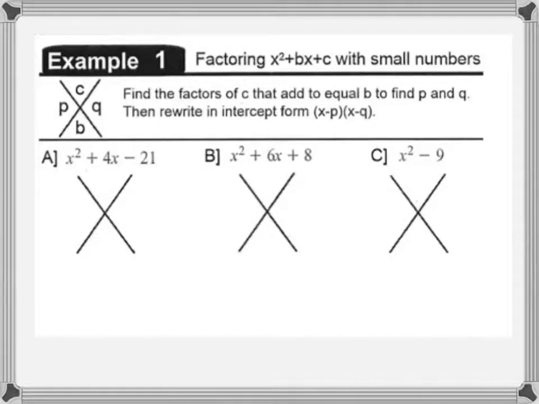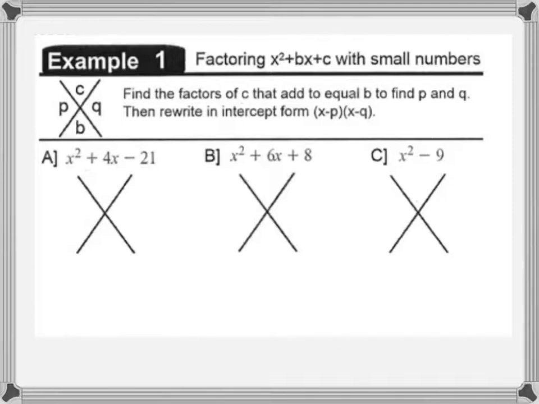Okay, so now let's look at factoring trinomials where a is equal to 1, or we do not have a coefficient in front of the x squared. So we're going to draw an x, and what we will do is we'll put our c term, our constant, at the top of the x, our b term, which is the coefficient of x, at the bottom of our x, and then we will look for numbers p and q that multiply to c but add to b.